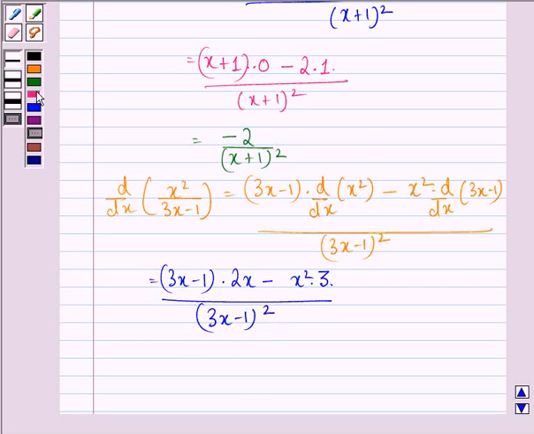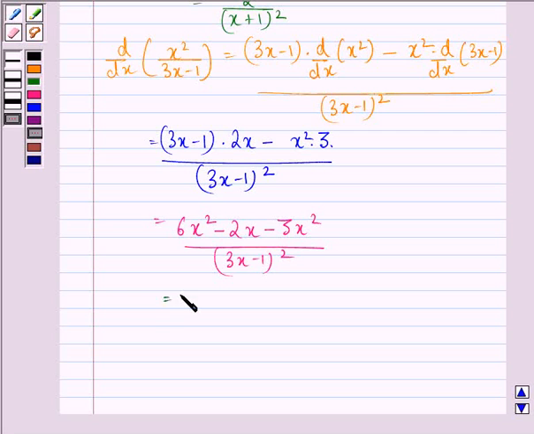Let us open the bracket. We get 3 2's are 6x square minus 2x minus 3x square divided by 3x minus 1 the whole square. This can be written as 6x square minus 3x square is 3x square minus 2x divided by 3x minus 1 the whole square.